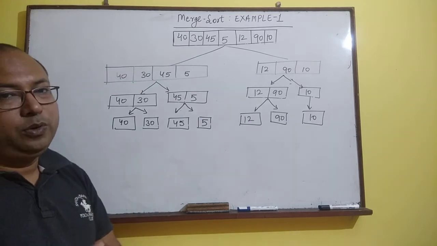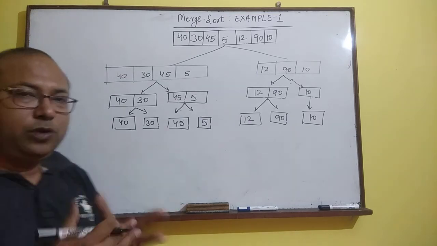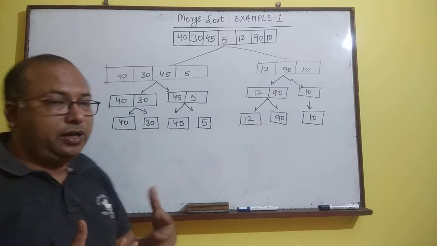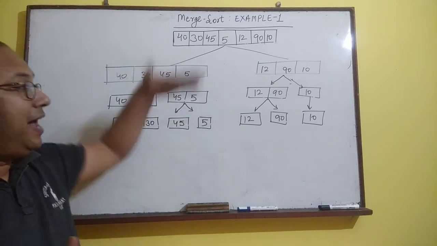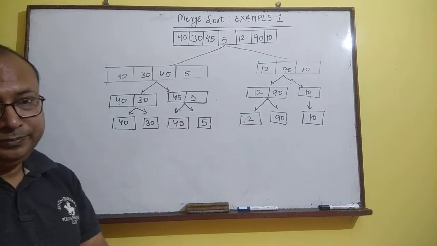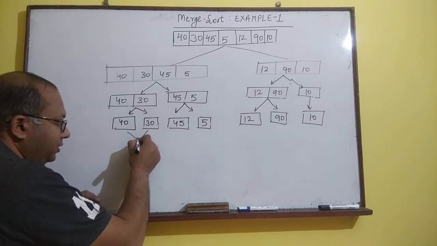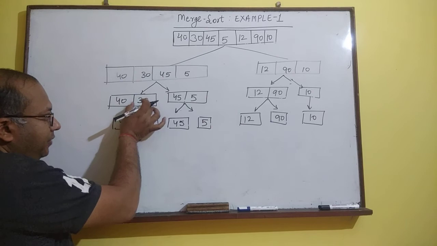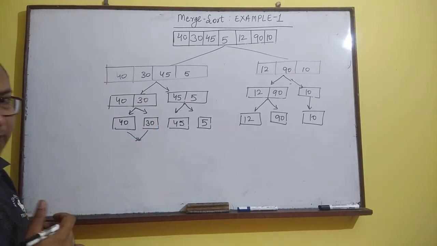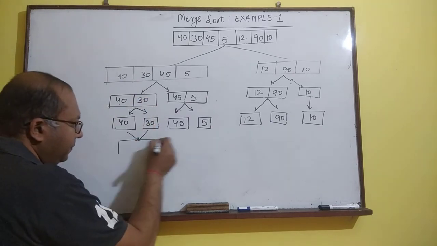Now what we need to do is combine them. We need to combine in the reverse order in which the array was divided. So which two elements will combine first? As these two elements were divided last, these two elements will combine first.